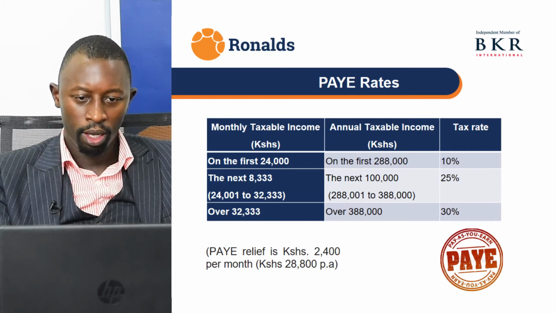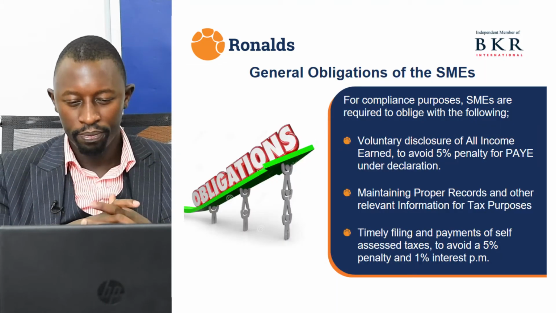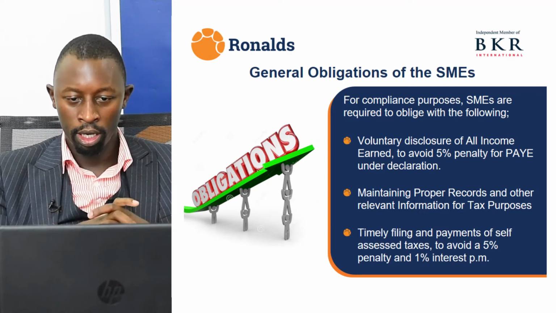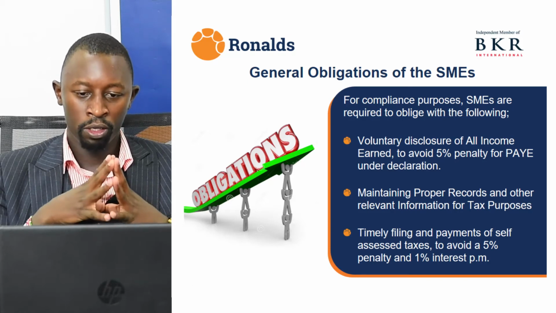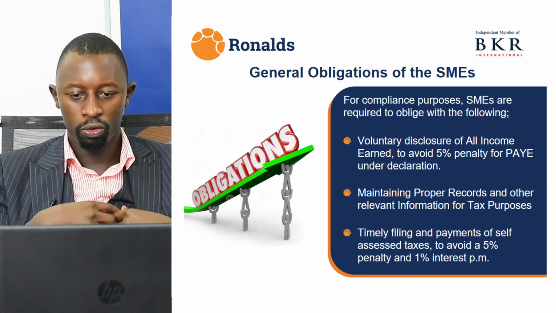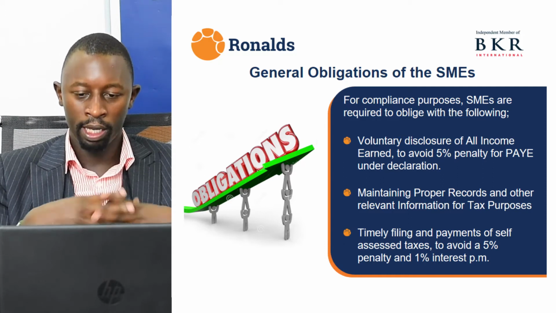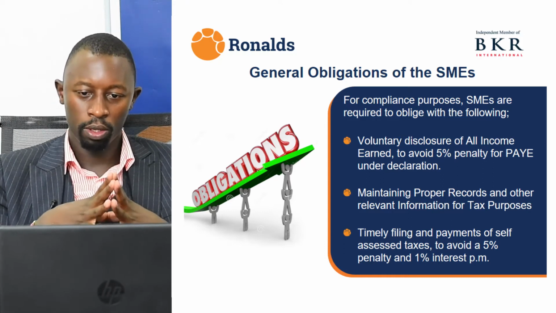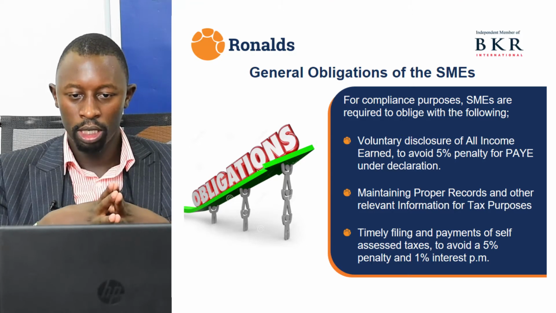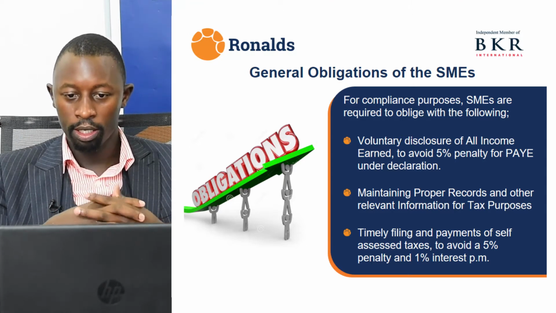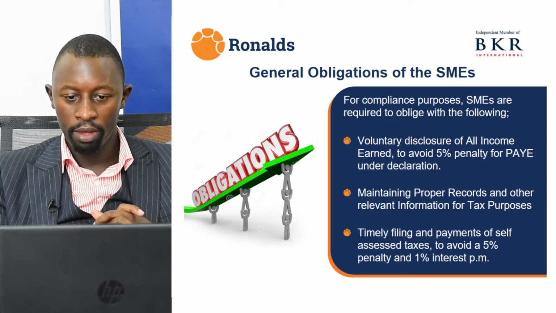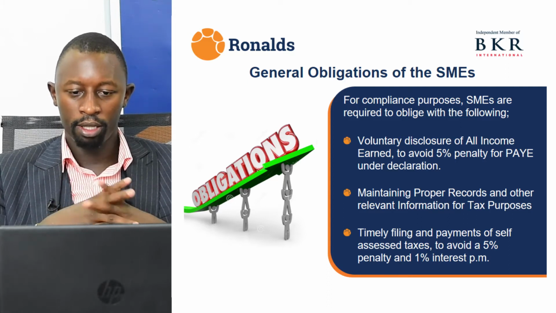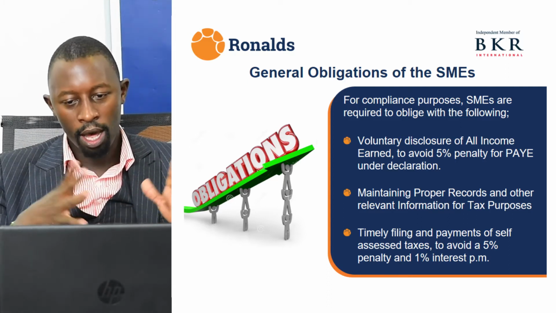So what are the obligations under pay-as-you-earn? The first obligation is that you need to voluntarily disclose all income earned by employees. Remember we said PAYE is an employer's obligation. So if you are running a business or you are working in the finance department for any business or company, then it's your obligation to ensure that any income that you're paying to employees is subjected to PAYE, and that PAYE is remitted to KRA. Then you also have a duty to ensure that proper records are maintained, and this is for tax purposes and any other purpose.